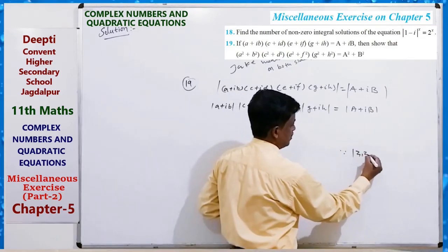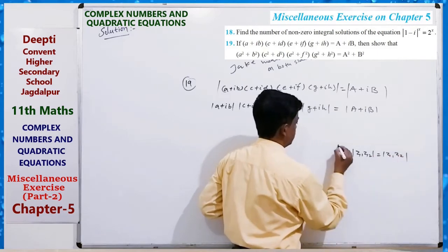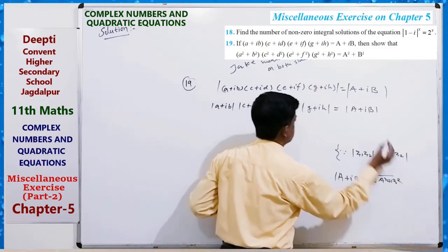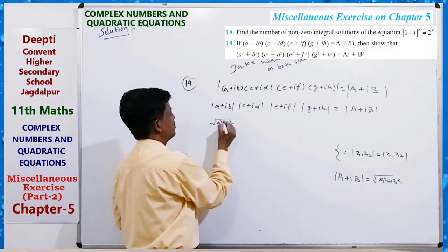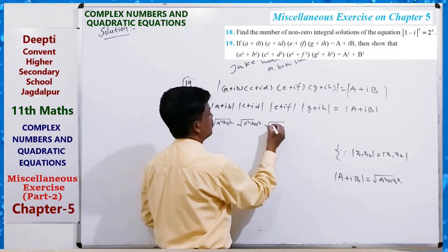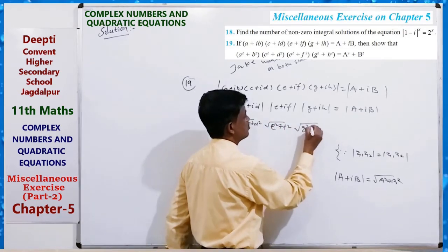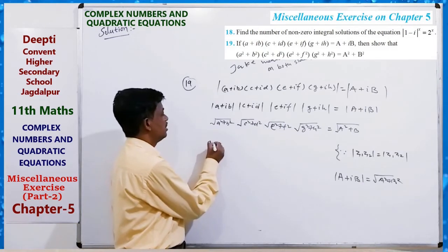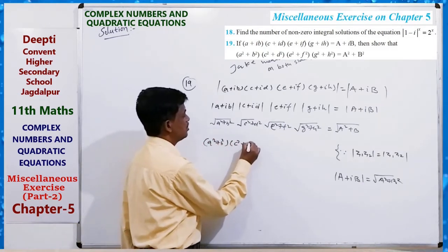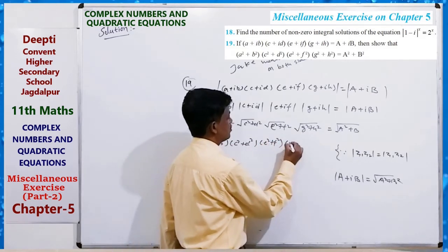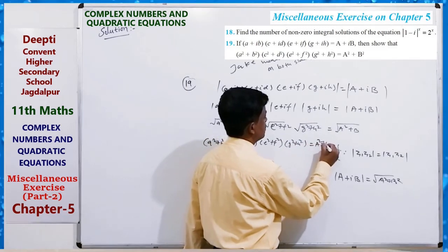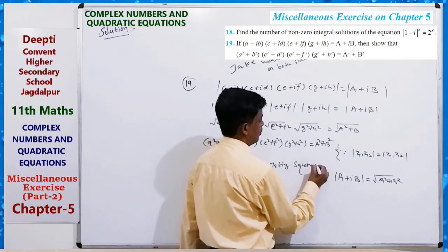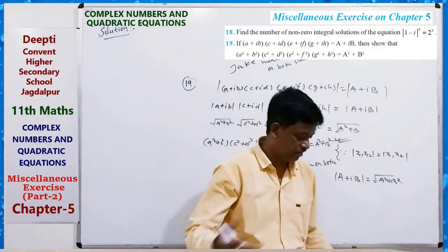Since the modulus of Z1 Z2 equals the modulus of Z1 into Z2, and the modulus of A plus iB is the root of A square plus B square, we can write root of A square plus B square, root of C square plus D square, root of E square plus F square, root of G square plus H square equals root of A square plus B square. Now taking the square on both sides, you get (A square plus B square)(C square plus D square)(E square plus F square)(G square plus H square) equals A square plus B square. This is the result.